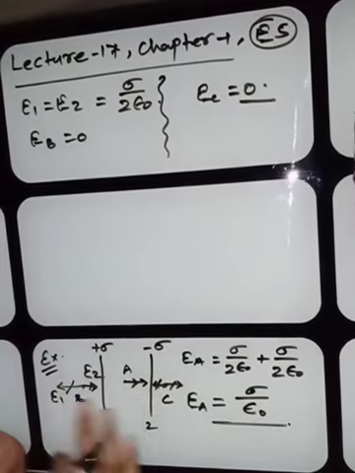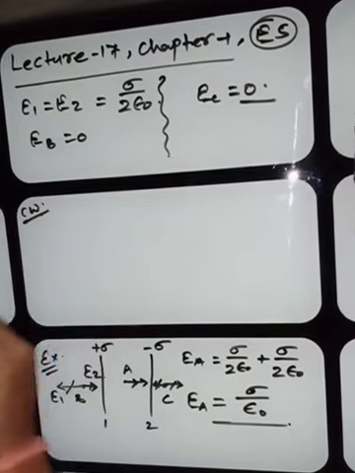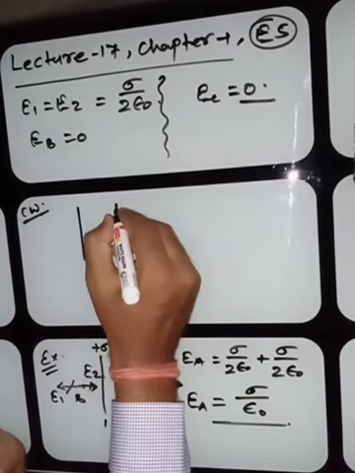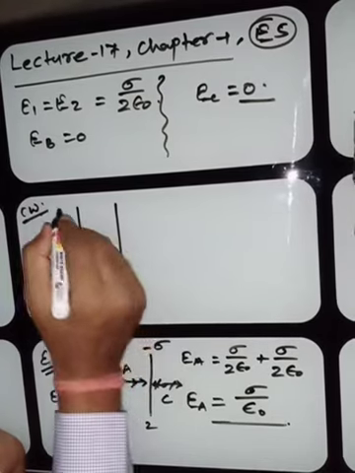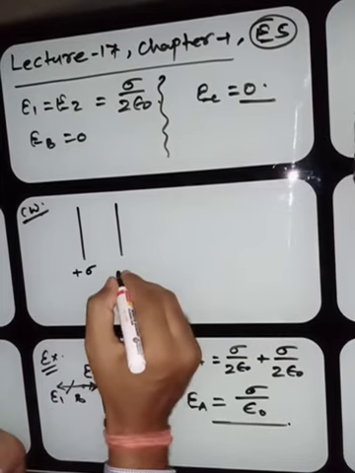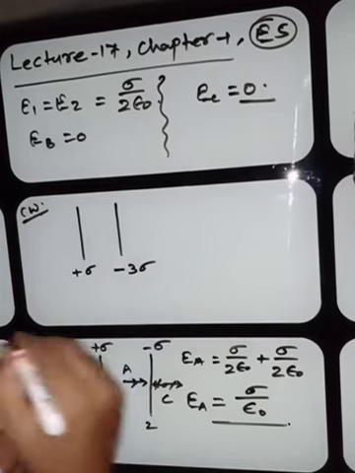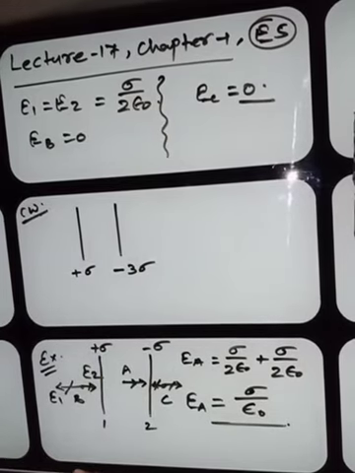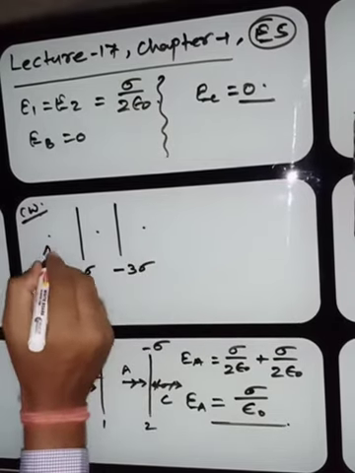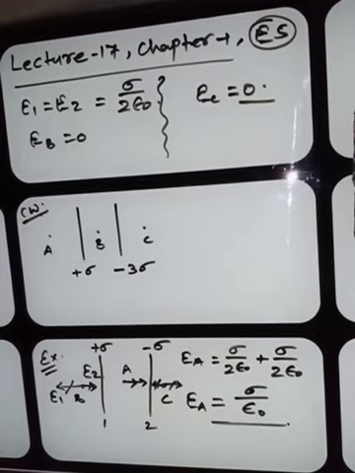Students, I hope you are getting this example. So this will be your classwork. Here are two plates, plus sigma and minus 3 sigma. Students, try to solve this question. You have to find the electric field at points A, B and C. This is the point A, B and C. Students, try to solve.